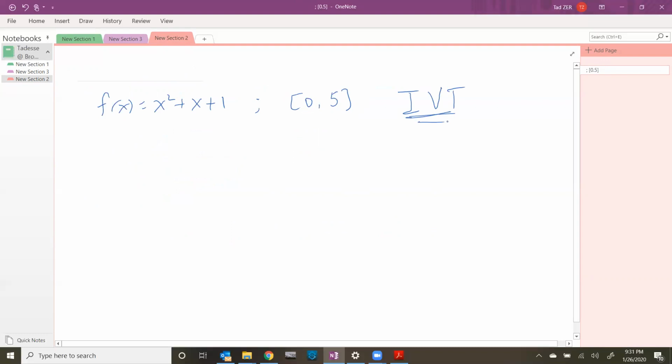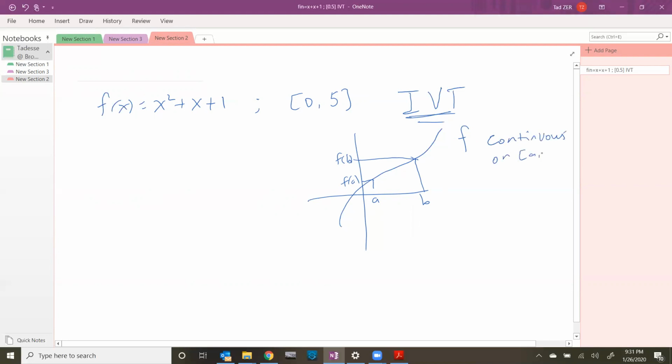The intermediate value theorem says, let's say you have a graph, any graph. This is the graph of a function f. Let's say at a, the value is f of a, and at b, the value is f of b. Now the intermediate value theorem says, if this function f is continuous on the interval ab, on the interval ab, this function is continuous. Continuous means, literally, without lifting your pencil.